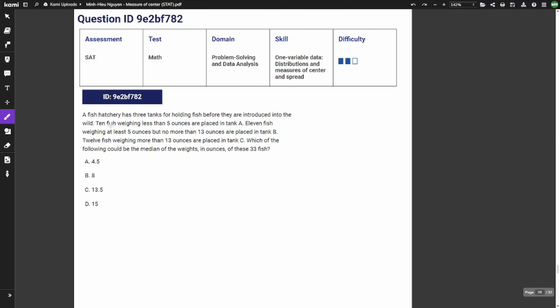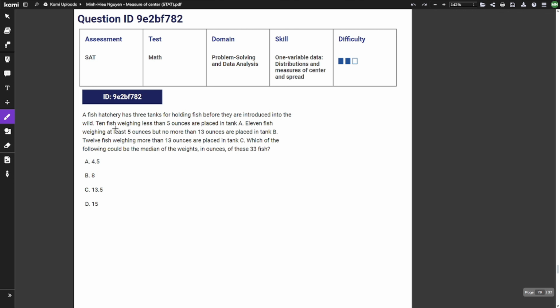Question number 29. A fish hatchery has 3 tanks for holding fish before they are introduced into the wild. 10 fish weighing less than 5 ounces are placed in tank A. 11 fish weighing at least 5 ounces but no more than 13 ounces are placed in tank B. And 12 fish weighing more than 13 ounces are placed in tank C. Which of the following could be the median of the weights in ounces of these 33 fish?